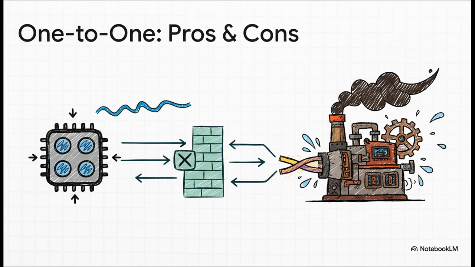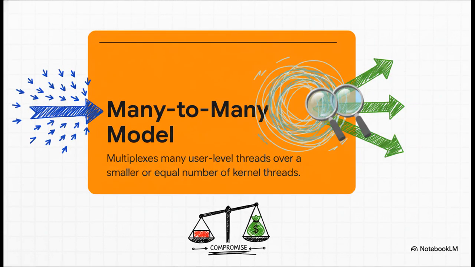This is the model that modern operating systems like Windows use, and it makes perfect sense, right? For a desktop OS, responsiveness is king. You don't want one tab to freeze your whole browser. But what's the downside? It's expensive. Creating a whole kernel thread for every single user thread, that carries a lot of overhead. So if the first model is too restrictive and the second one is too expensive, is there a compromise?